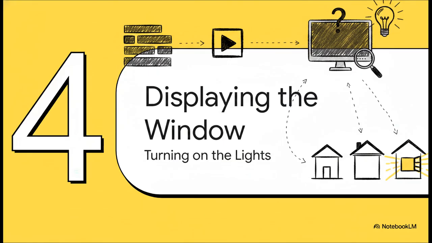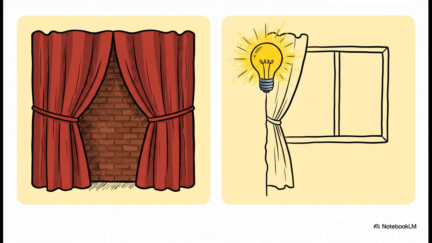Which brings us to section 4, displaying the window, turning on the lights. Now, what's really interesting about this is the fact that at this point, you've written all this great configuration code. You might confidently hit run on your IDE and, well, nothing happens. You might be sitting there scratching your head wondering, where is my window? I built the foundation, I framed the walls. Why on earth can't I see my house? That is exactly the contrast between existing in memory and actually being drawn on the screen.